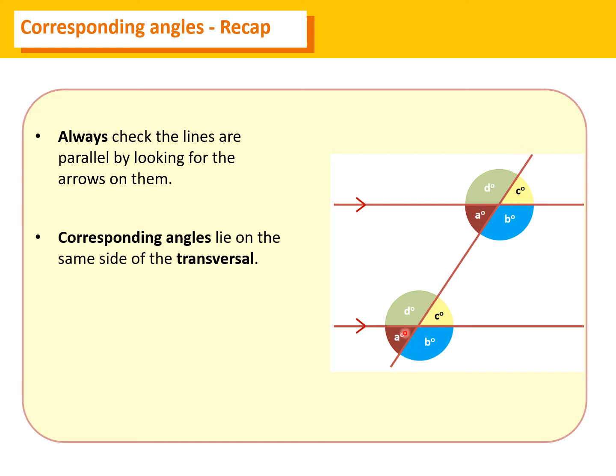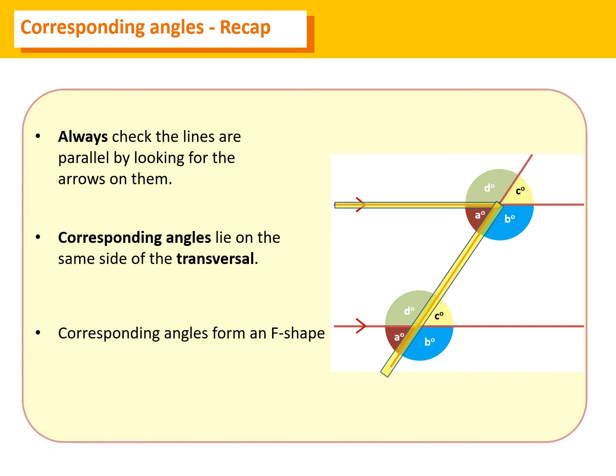So A is on the left of the transversal, D is on the left of the transversal, the two C angles are both on the right of the transversal, and the two B angles are both on the right of the transversal. The corresponding angles lie on the same side of the transversal.